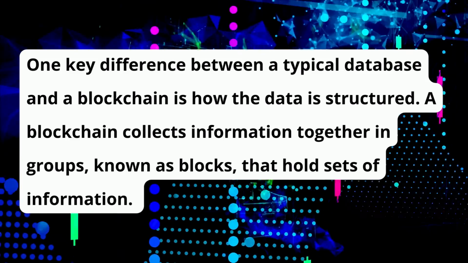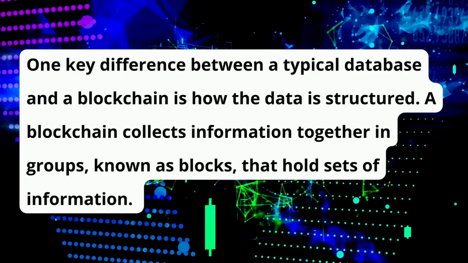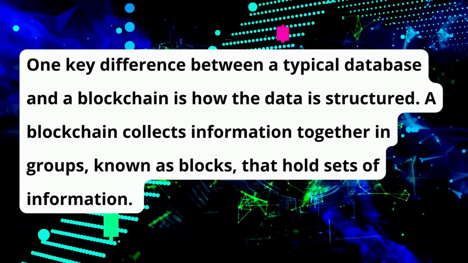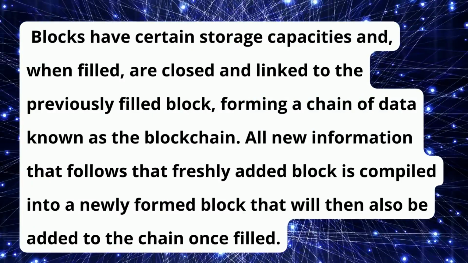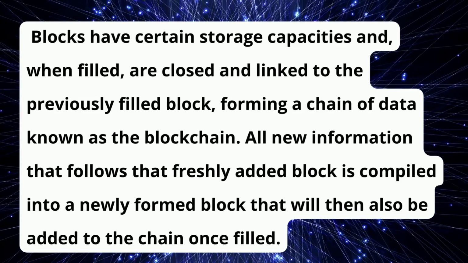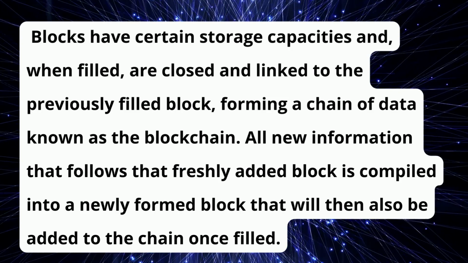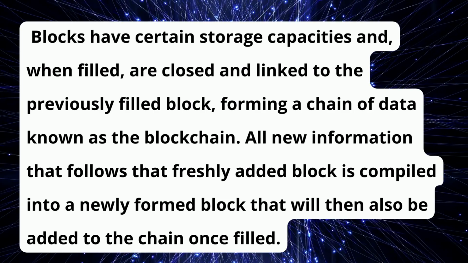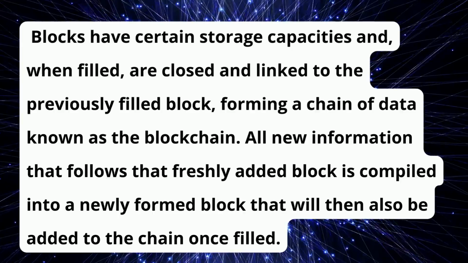One key difference between a typical database and a blockchain is how the data is structured. A blockchain collects information together in groups, known as blocks, that hold sets of information. Blocks have certain storage capacities and, when filled, are closed and linked to the previously filled block, forming a chain of data known as the blockchain. All new information that follows that freshly added block is compiled into a newly formed block that will then be added to the chain once filled.